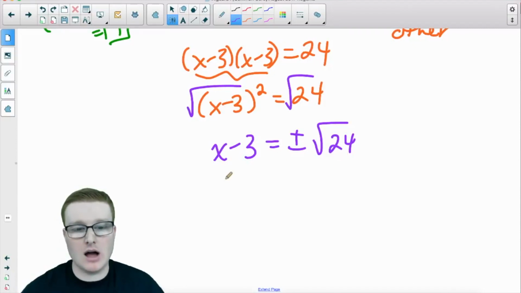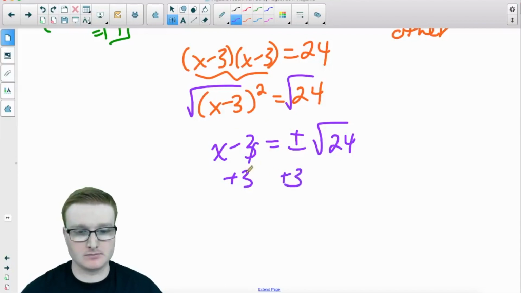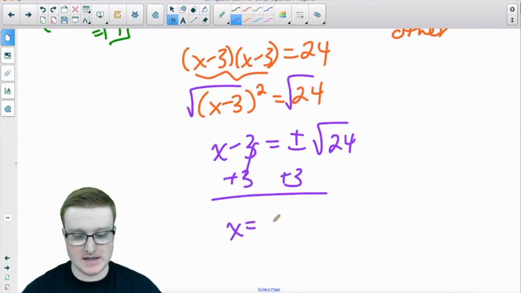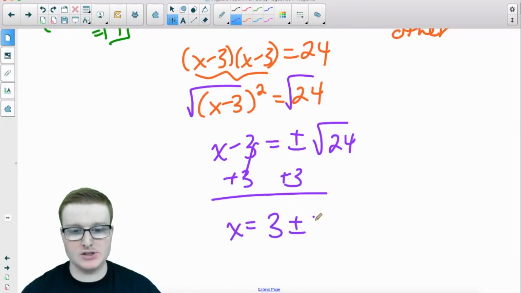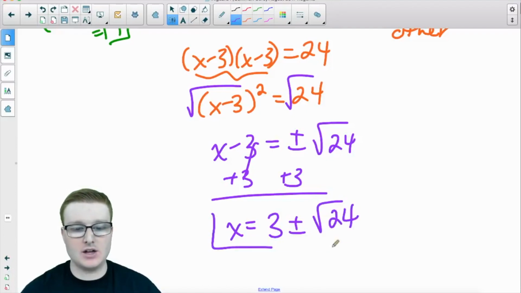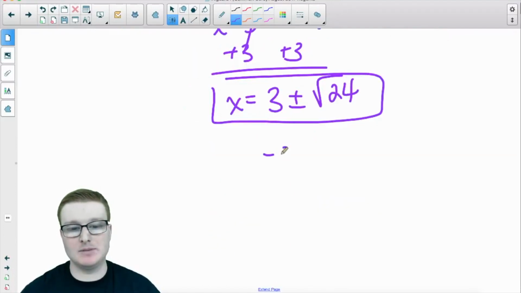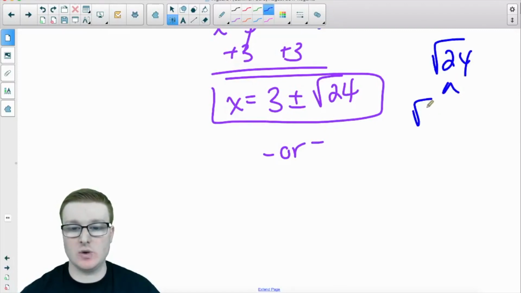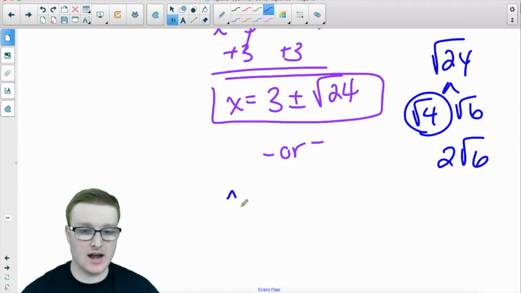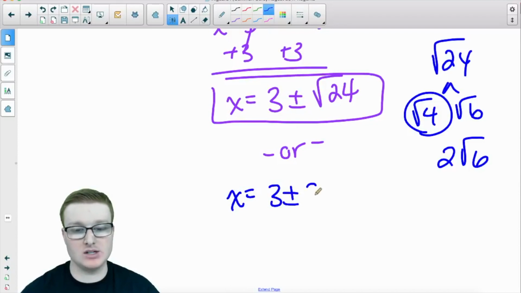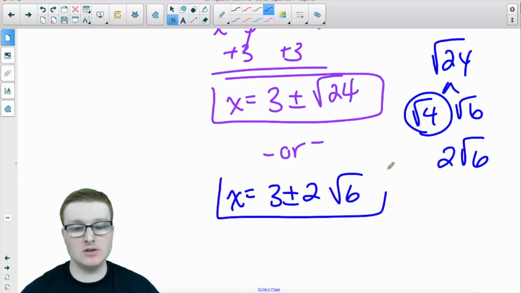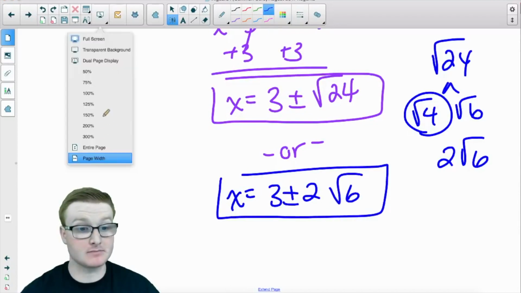Okay? So, I'm going to add the 3 on both sides. And we get x is equal to 3 plus minus the square root of 24. That could be your answer, or I like it simplified. I like to simplify that radical. The square root of 24 can be simplified into the square root of 4 and the square root of 6. The square root of 4 is 2. Carry along the radical 6 for the ride. Your answer could also be 3 plus minus 2 radical 6. Either one of those answers is perfectly acceptable.